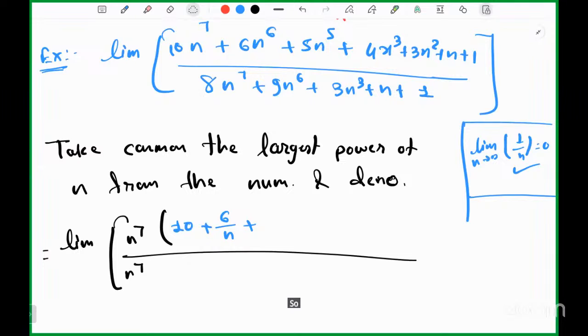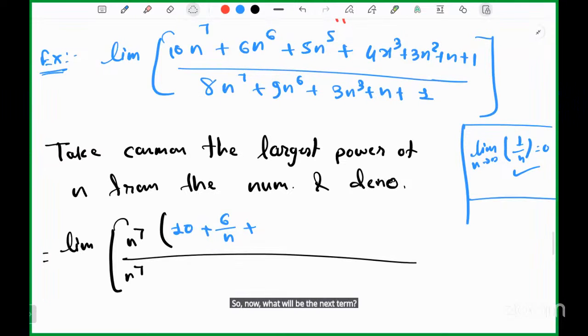So now what will be the next term? The next term is 5n to the power 5. Now we want to take out n square, so 5 by n square will be there. So the method is easy, right?